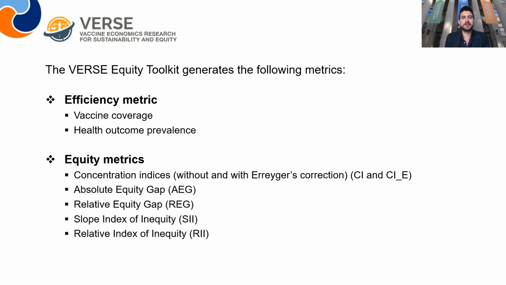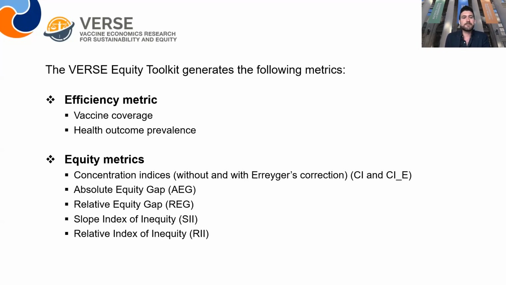So the first are a series of concentration indices, which can be with or without the Erreygers correction. And these are standard concentration indices that are interpreted in the same way, where larger values in the positive direction will mean more inequality or inequity.